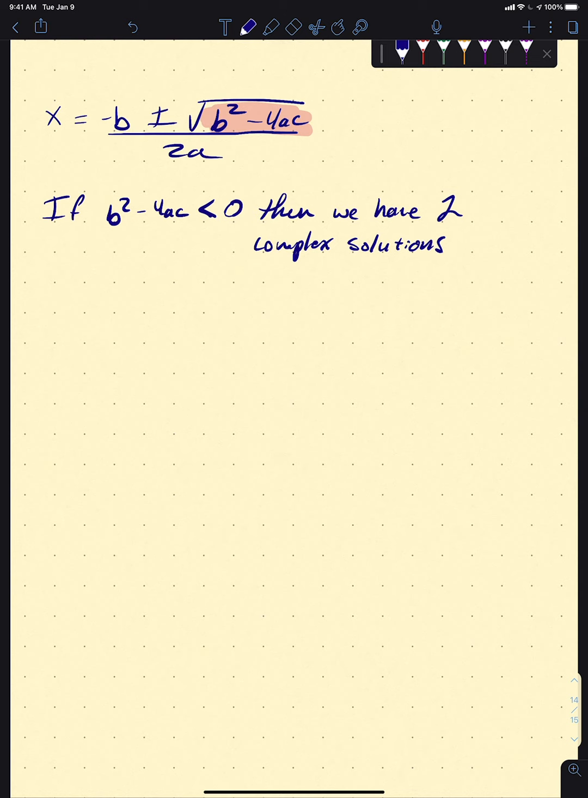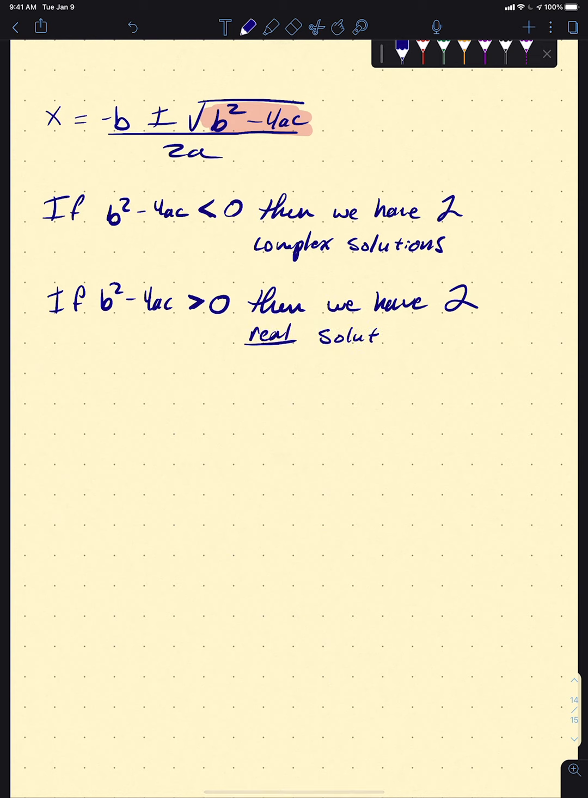Okay, so what about if it's positive? Well, if it's positive, then we can always take the square root of it and get a real number. The real number might be ugly, and we might not be able to write it as a fraction, but it will still be a real number that we can work with. Writing that down, if b squared minus 4ac is greater than 0, if it's positive, then we have two real solutions. In this case, we're not saying versus made up solutions. Real solutions means solutions in the real numbers.